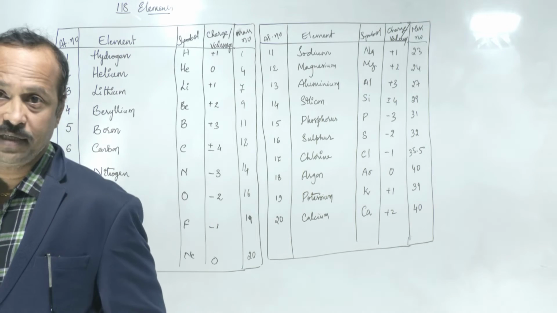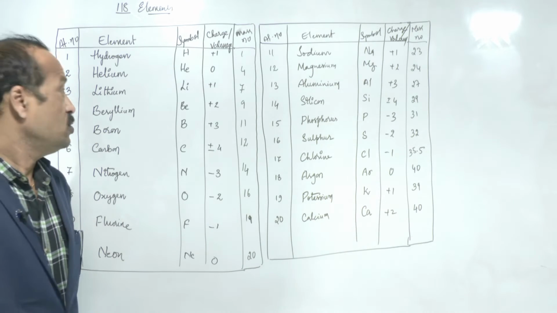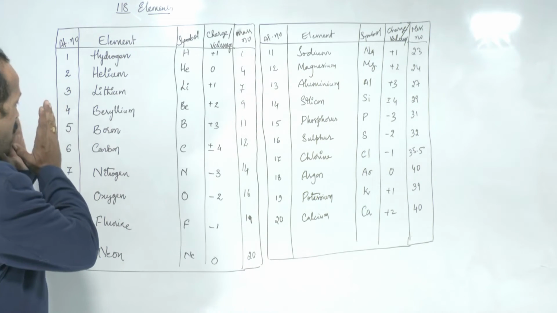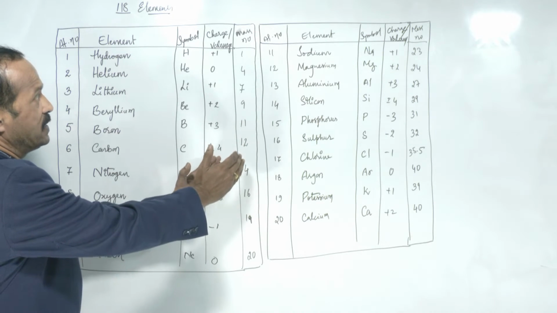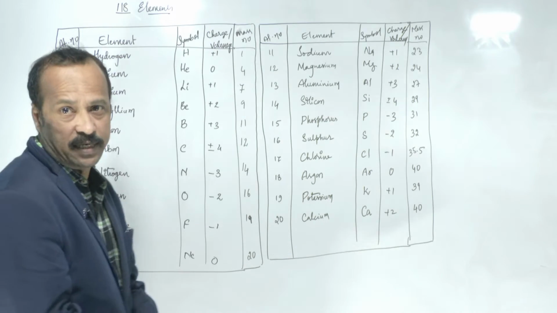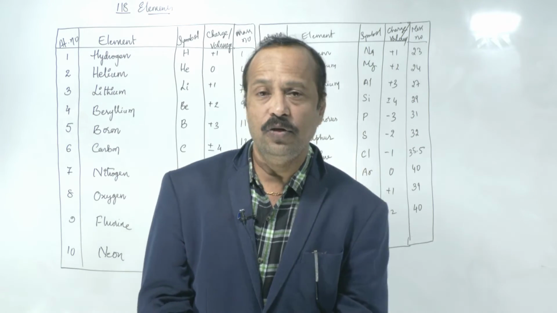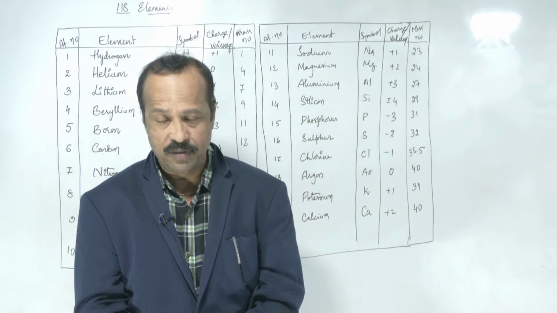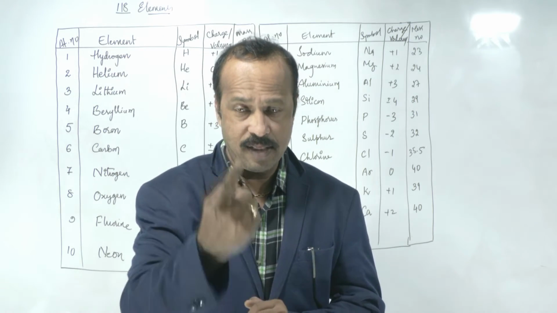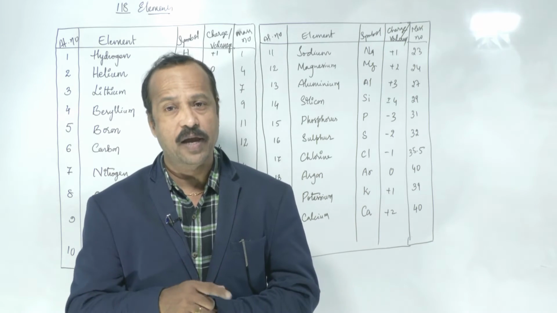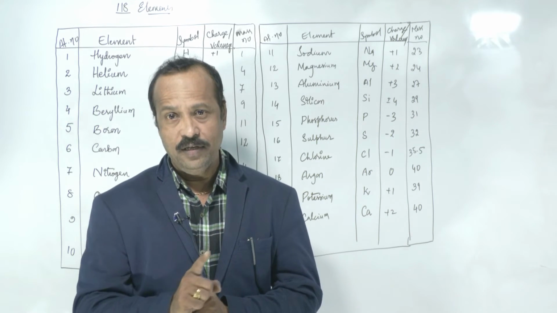Is this finished, students? Okay. Now students, what is atomic number, what is charge or valency, and mass number, this we will discuss later. First, you remember the first 20 elements' names. That is very important. So what you do, I will tell the name and you repeat it, right?